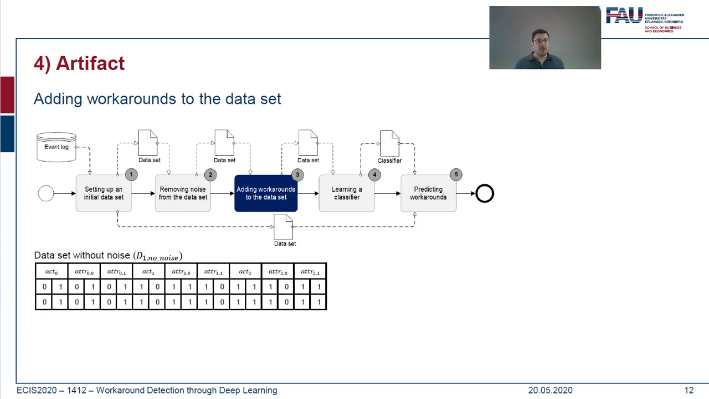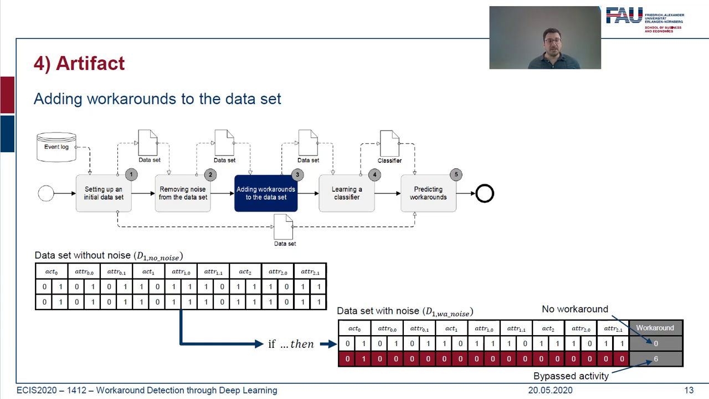In the third step, we add workarounds to 30% of the process instances of the dataset. The 30% are randomly selected. Each of the process instances is manipulated according to a workaround type. The workaround type is randomly selected. Additionally, a workaround type is represented by a set of rules enriched by random elements. In the example, the first process instance is not manipulated. Thus, it does not include a workaround. In contrast, the second process instance is manipulated and it includes a workaround of the class bypassed activity.